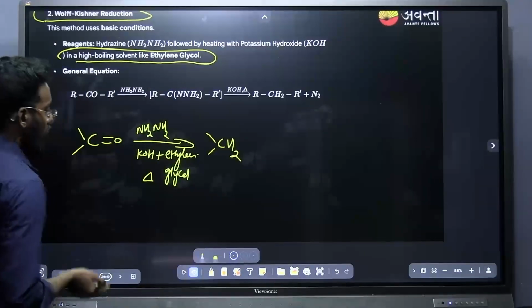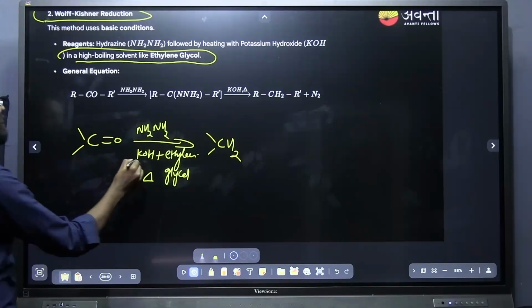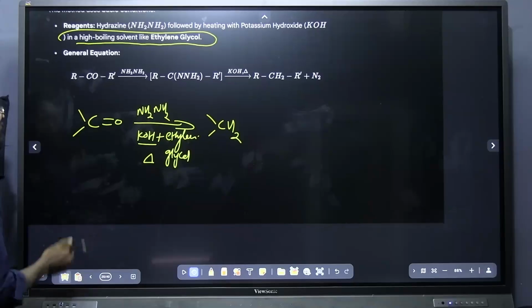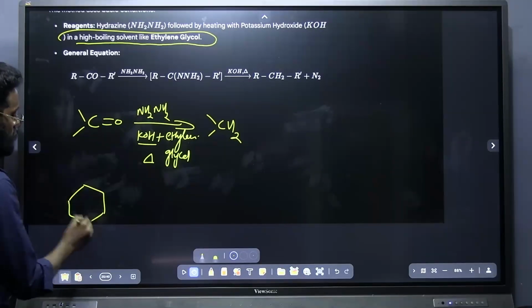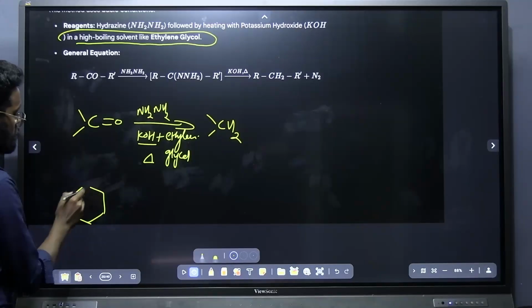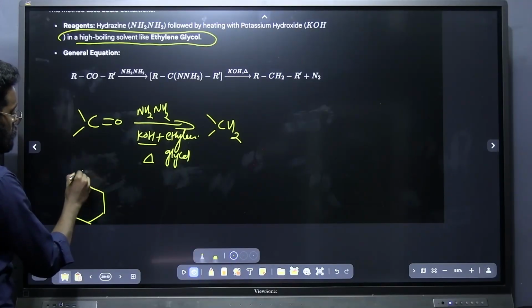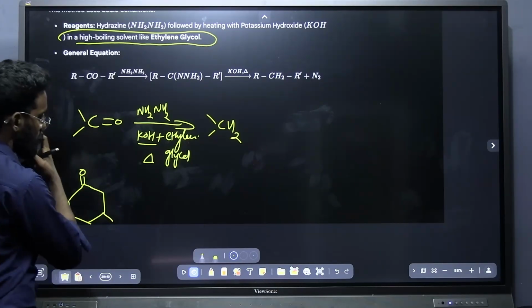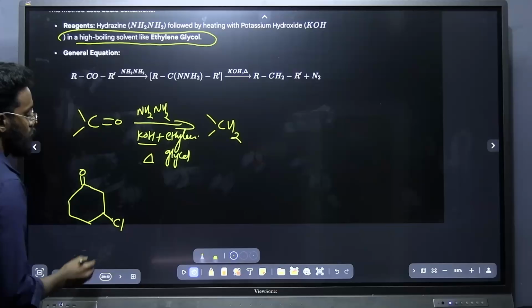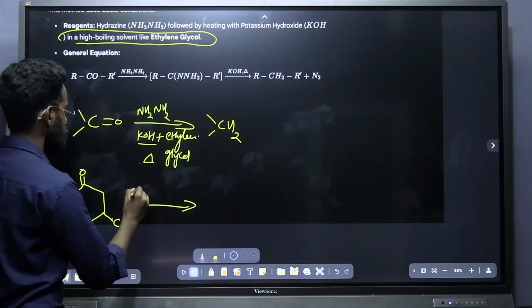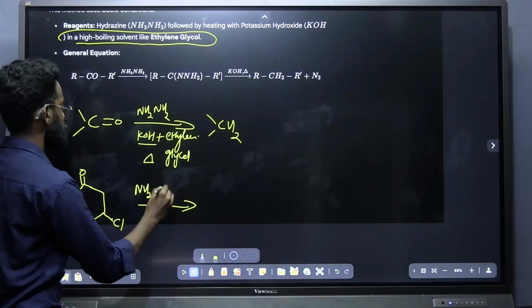And as there is KOH, this is a base sensitive reaction, which means if I give you a substrate like this, and if I am putting Cl here, what will I be getting? What are the products I will be getting here?